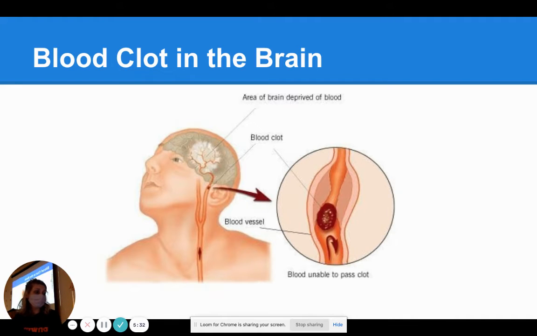We're going to talk a whole lot more about stroke, but this is the idea: if we had a clot, let's say in our lower leg, and it broke off, it could fly up to one of the arteries in the brain. And you see right here, this is all the tissue death of the brain caused by that clot blocking blood flow. So we don't want any of those things to happen.